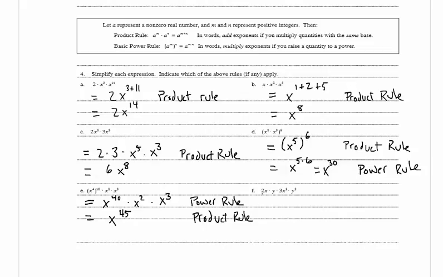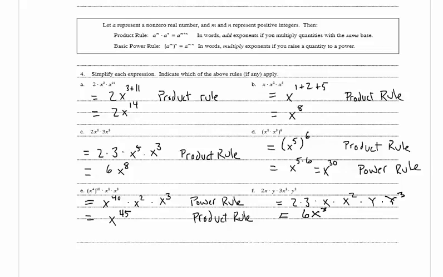In F, we have 2x times y times 3x squared times y cubed. So here we have 2 times 3 times, we have an x times an x squared times y cubed. And now we have 2 times 3 is equal to 6. And we have x times x squared. And so our base is x, and we're using the product rule. So we're going to add our exponents. So we have 1 plus 2 is equal to 3.